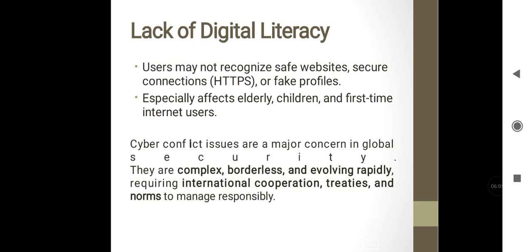Okay. So next one is lack of digital literacy. Digital literacy means having the knowledge and skills to use digital technology safely and effectively. Some users may not know how to identify fake websites, fake social media profiles, suspicious links, and secure websites. This problem can affect children, elderly people, and first-time internet users. For example, suppose you want to buy a product online and you find two websites. One is a trusted website with secure information, the other is a fake website that looks similar. A person with good digital literacy may identify warning signs, while an inexperienced user may enter their card details on the fake website, right? So this is the lack of digital literacy.